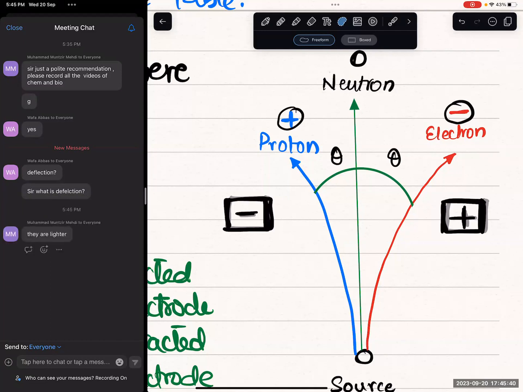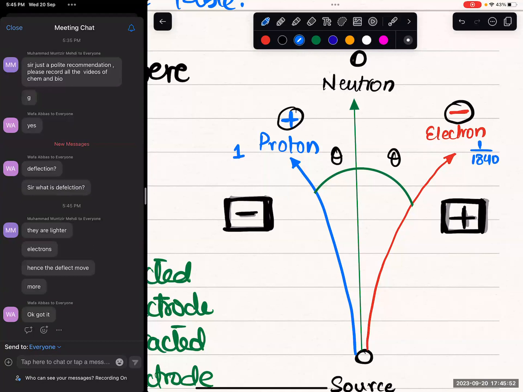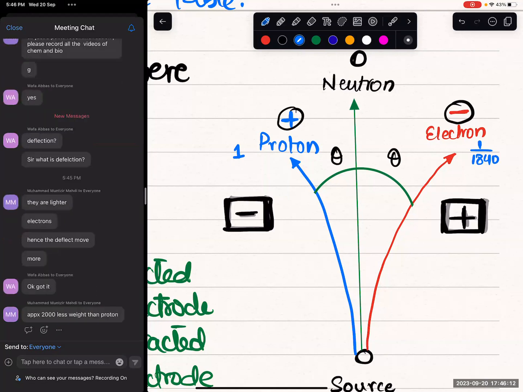The electrons are lighter, obviously. I just told you guys, electrons have 1/1840 the mass of a proton, when the proton is taken as 1. We don't have any unit here, we are unitless. It's just a comparison we can make between the protons and the electrons. If any particular unit is given to the mass of the proton, then the same unit for the electron will be 1840 times lesser, approximately 2000 times lesser.